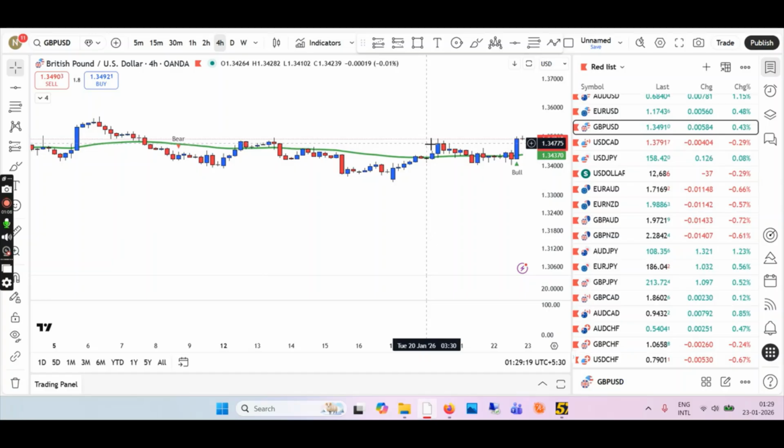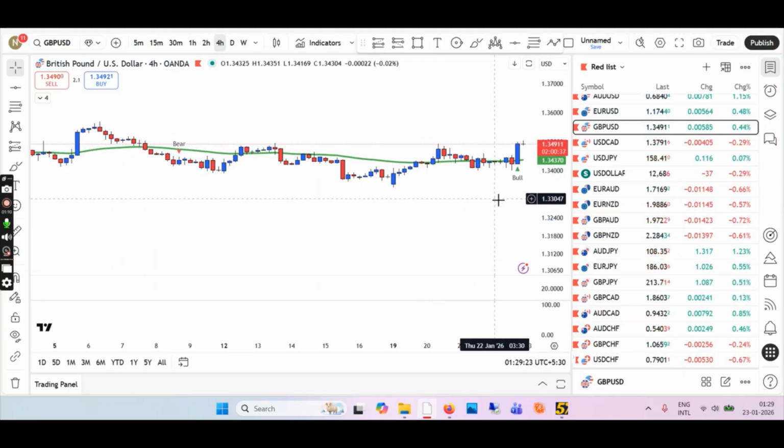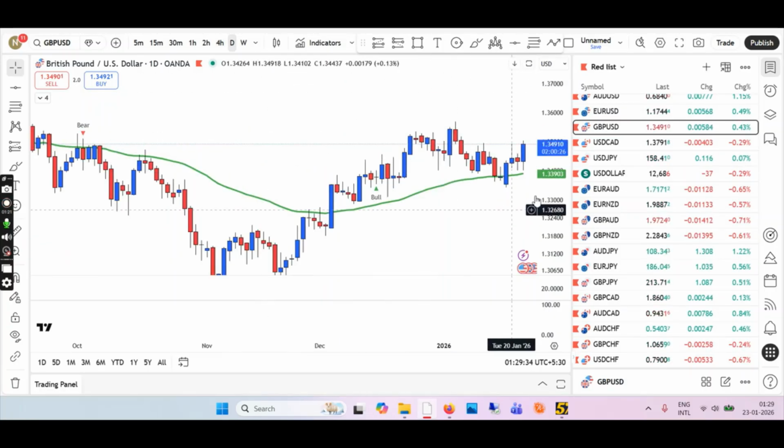This is again your bullish engulfing. As you can see, this high is broken. Now where will you enter? Go and find that out, because GBPUSD follows EURUSD. Go and watch my EURUSD video which I uploaded just now. EURUSD is going up, which means GBPUSD is going to follow.